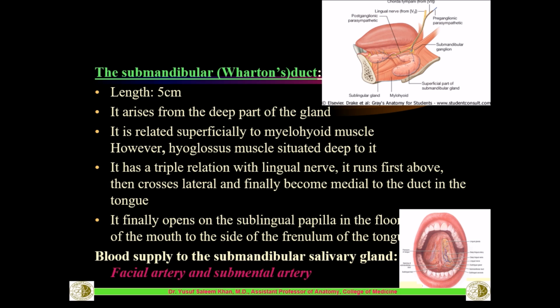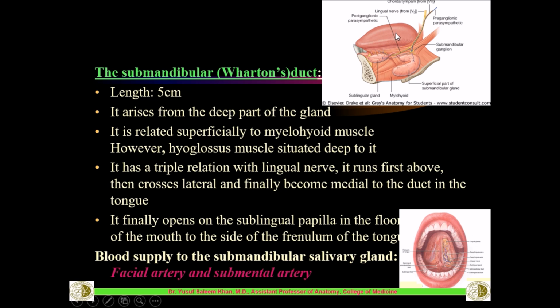This duct of the submandibular gland is also called Wharton's duct. Here you can see the Wharton duct. It is also 5 centimeters long, just like the parotid duct, but it is much thinner compared to the parotid duct. It arises from the deep part of the gland. This is the superficial part, and this is the deep part. It is related superficially to the mylohyoid muscle. However, the hyoglossus muscle, a muscle of the tongue, is situated deep to that, so it will be medial to that.